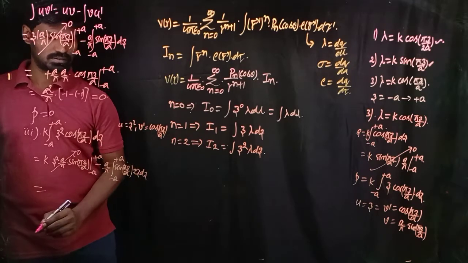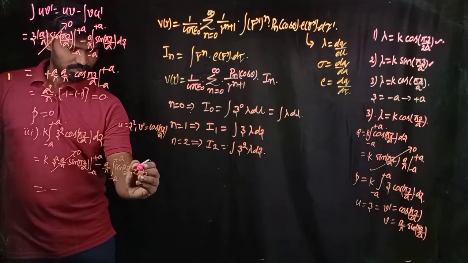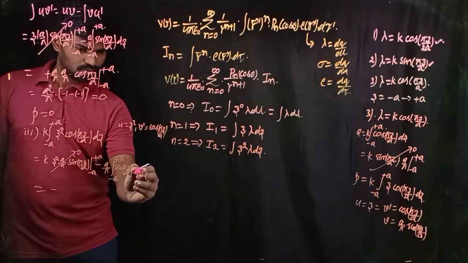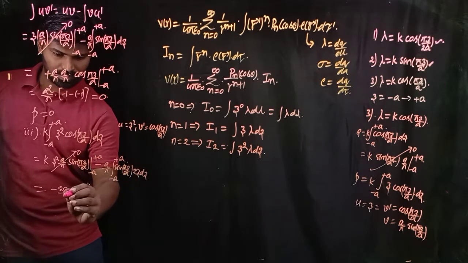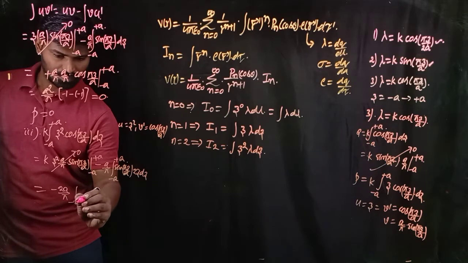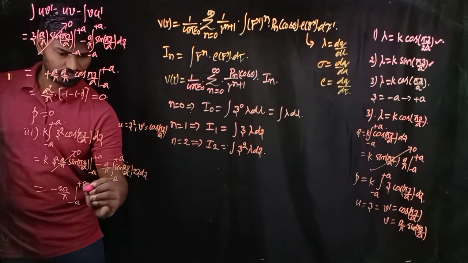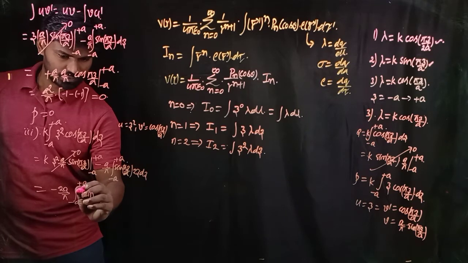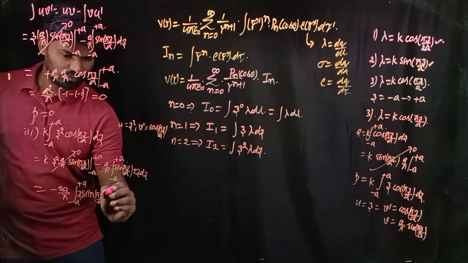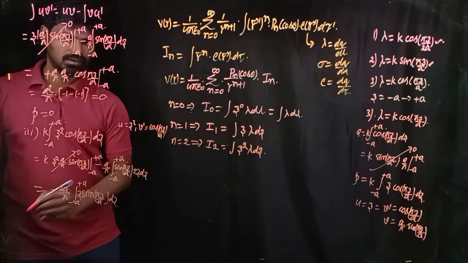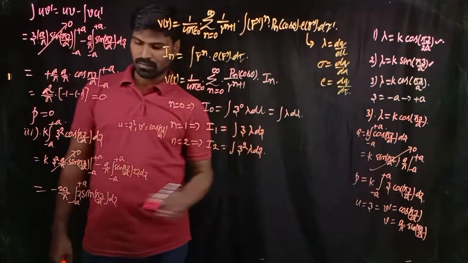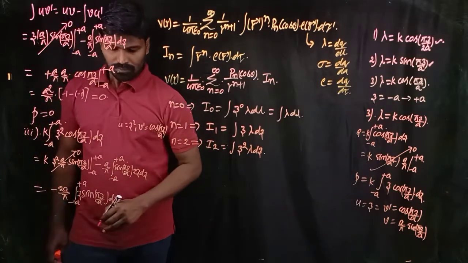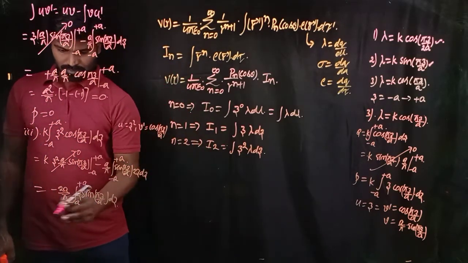Now I should focus on this term only. Minus 2a divided by pi into summation over minus a to plus a. I should go for this integral: z into sine pi z divided by a dz. Now I should calculate this integral. Same as I proceed over here, this is sine theta.